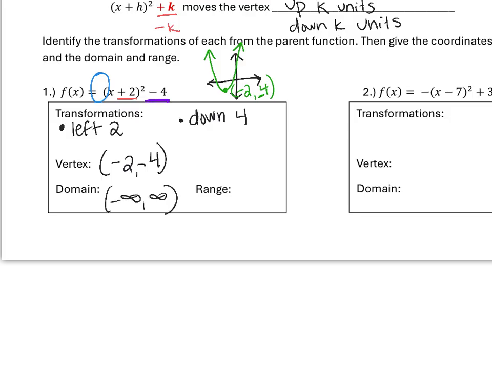In my range going from low to high, it will start and include that first y value at -4 on my vertex, and it will continue upward to infinity.